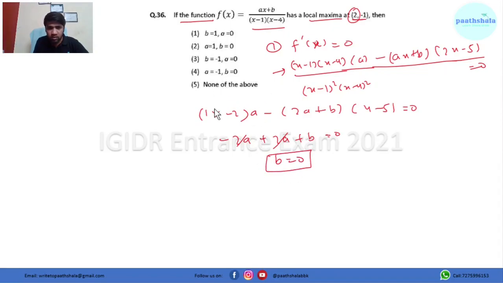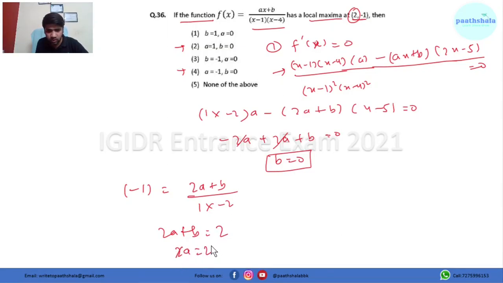Okay. So we have two options, this one and this one. Okay. So let's solve from the given function. This point will also satisfy the function as well. So we will get minus 1 equals 2a plus b upon, this will be coming out to be 2 minus 1 is 1, and 2 minus 4 is minus 2. So let's multiply this. So 2a plus b is coming out to be 2. And when you put b equals 0, so 2a equals 2, and a is coming out to be 1. Okay. So a is 1 and b is 0. So option B is the right option.